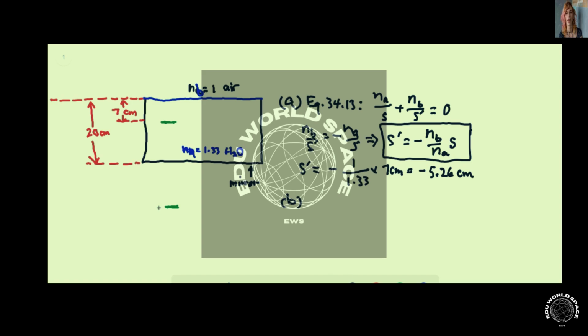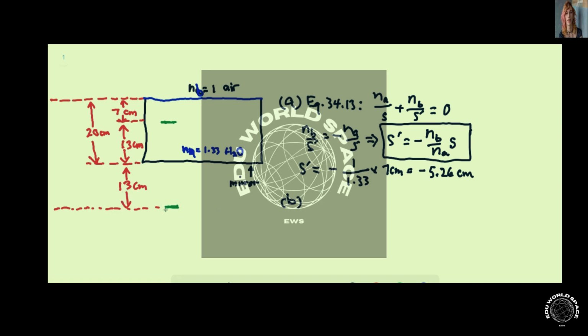And how do we find out what the image distance is? Well, we can easily find the object distance, which is the difference of these two numbers, right? So that's the space that's remaining here. So that's 20 minus 7, which is 13 centimeters. Therefore, the image distance is also 13 centimeters.